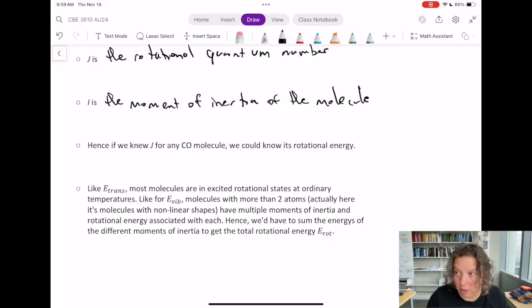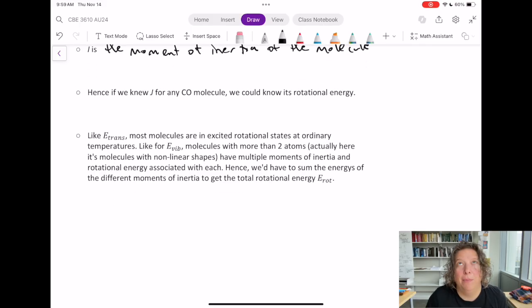Like for the translational energy, most molecules are in excited rotational states at ordinary temperatures. So ordinary temperatures are hot by molecular standards. Hence, they translate and rotate in largely excited energy states. Like for the vibrational energy, molecules with more than 2 atoms have multiple vibrational modes that I need to account for. When I'm talking about rotational states, molecules with nonlinear shapes are going to have multiple moments of inertia that I would need to account for.